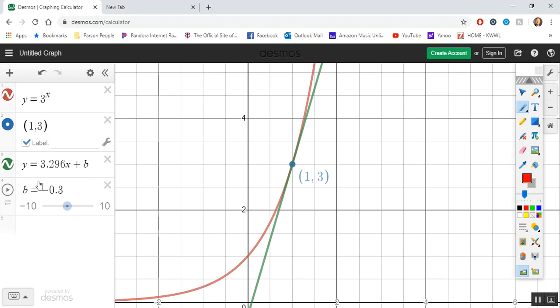Boy, isn't that cool? You guys understand this slider thing? All I did was say, okay, let's make a line of tangency to the point we're going to hit. Do you understand 1, 3? Why 1, 3? Because we were looking for the derivative at x equal what? And when you input 1, what's the output point we're looking for? 1, 3 is the point we're going tangent to. Where does 3.296 come from?